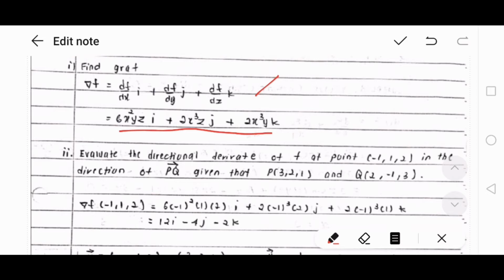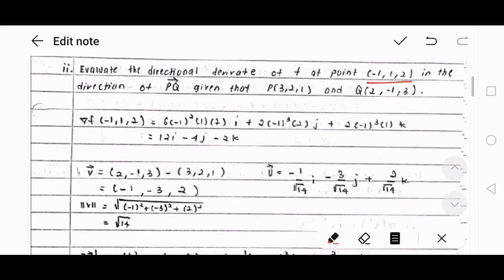Then for question A2, evaluate the directional derivative of f at point (-1, 1, 2) in the direction of PQ, given that P is (3, 2, 1) and Q is (2, -1, 3). First, we must find grad f at point (-1, 1, 2), and then we get 12i minus 4j minus 2k. Then we find v, which is point Q minus point P, and then we get (-1, -3, 2).